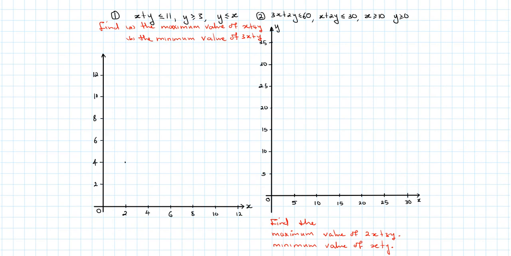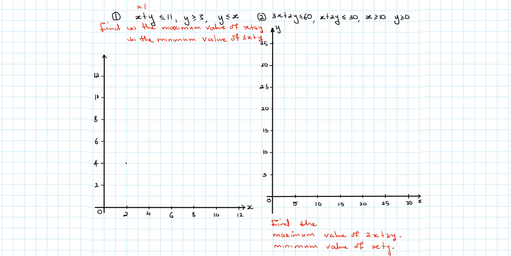x plus y is less than or equal to 11, and then we have y is greater than 3, and so on. Now, I want you to tell me which straight lines are we going to draw? Remember, first of all, you have to draw straight lines. The straight line is determined by dropping the inequality sign and replacing it by what? So here I'm going to draw the line x plus y equals 11.